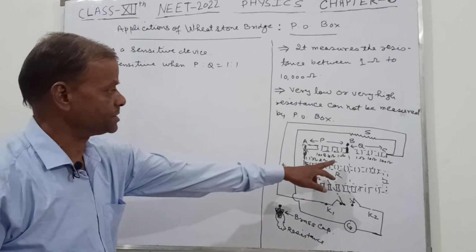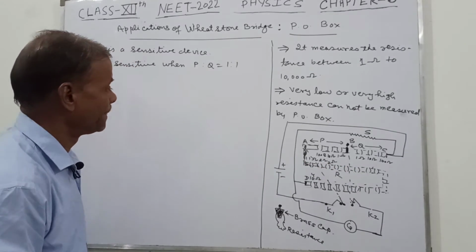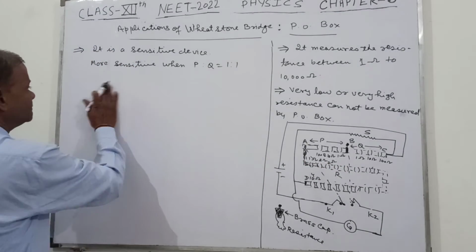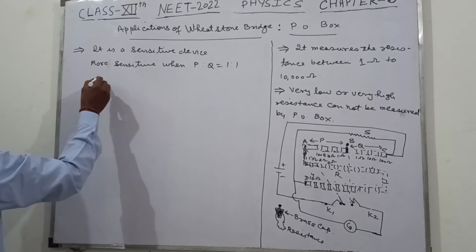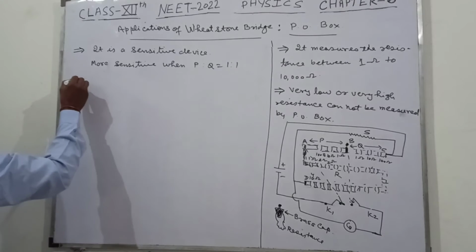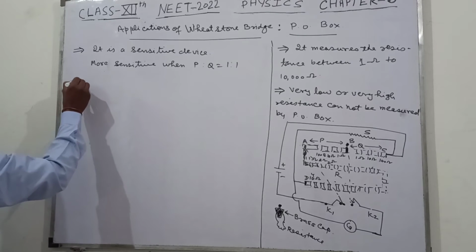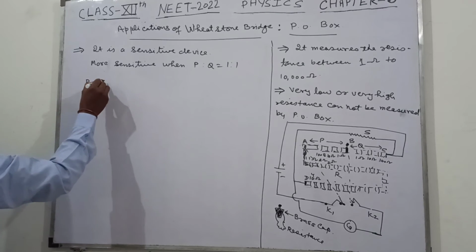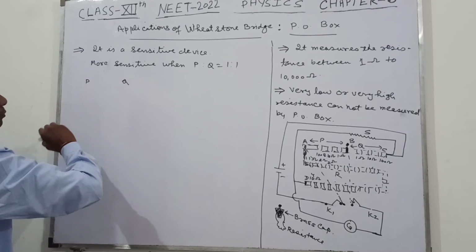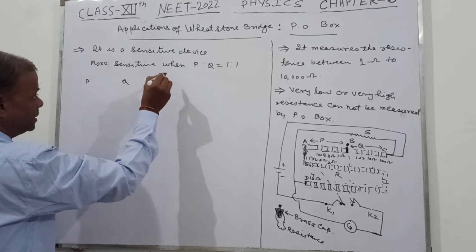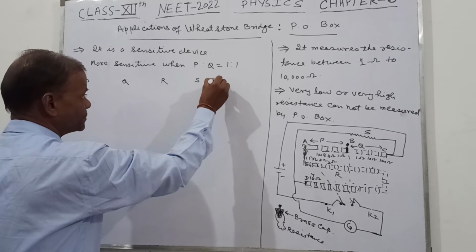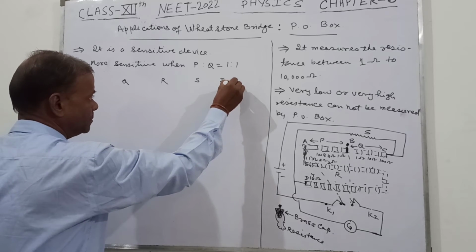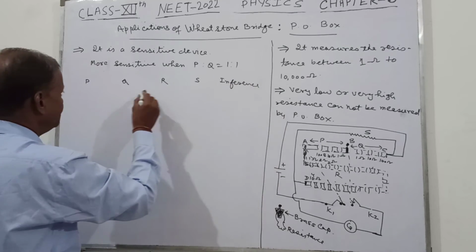So one resistance is taken from each of them. So we have this, suppose the formula. This I take now as P, this I take here as Q, this I take here as R, this is now your S, and then inference. This is the table.